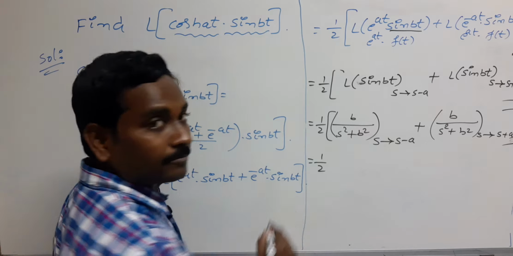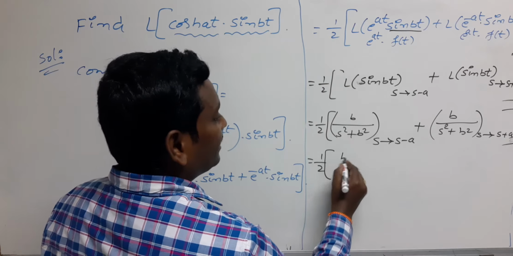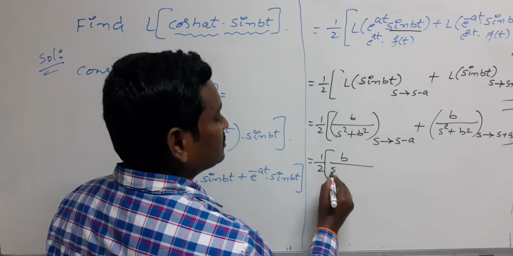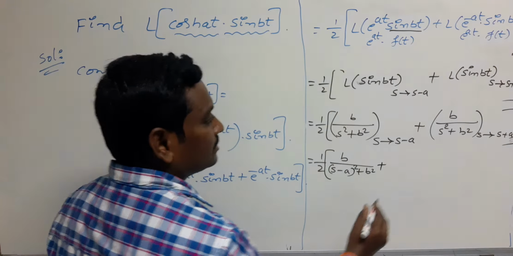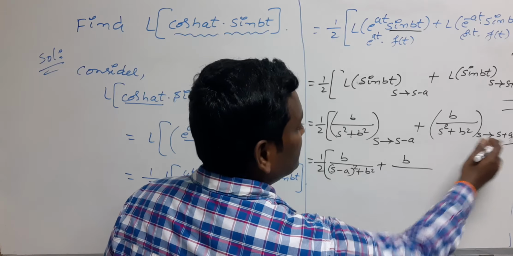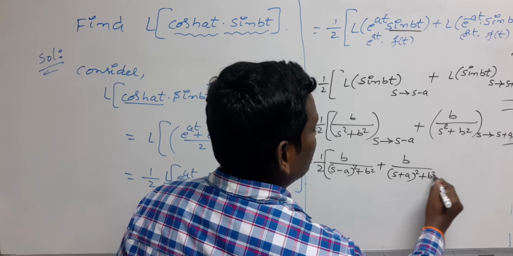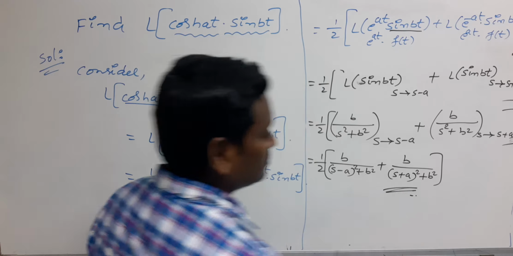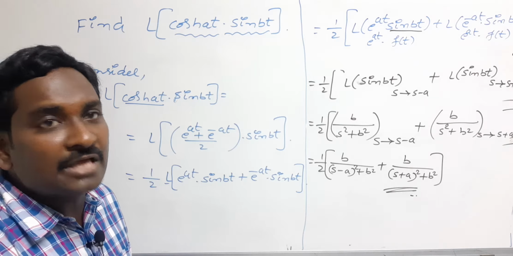So 1 by 2 into b by, replace s by s minus a, so you will get s minus a whole square plus b square, plus b by, replace s by s plus a, so you will get s plus a whole square plus b square. That's all. This is the conclusion. This is the answer of the given problem. In this way we complete the problem.